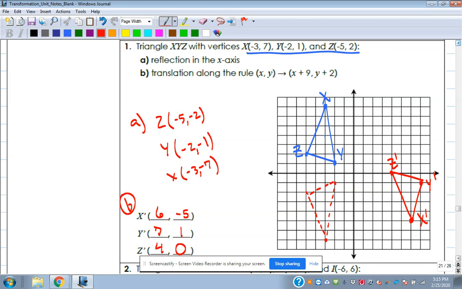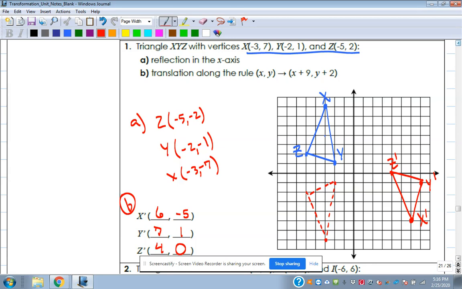Number 4, same idea. But you've got to reflect it across the y equals x line. Number 4 doesn't do vectors. It just does the reflection across the y equals x line and then a translation along that rule. So again, get your in-between image and use those to follow the translation rule there. Not anything terribly difficult there.